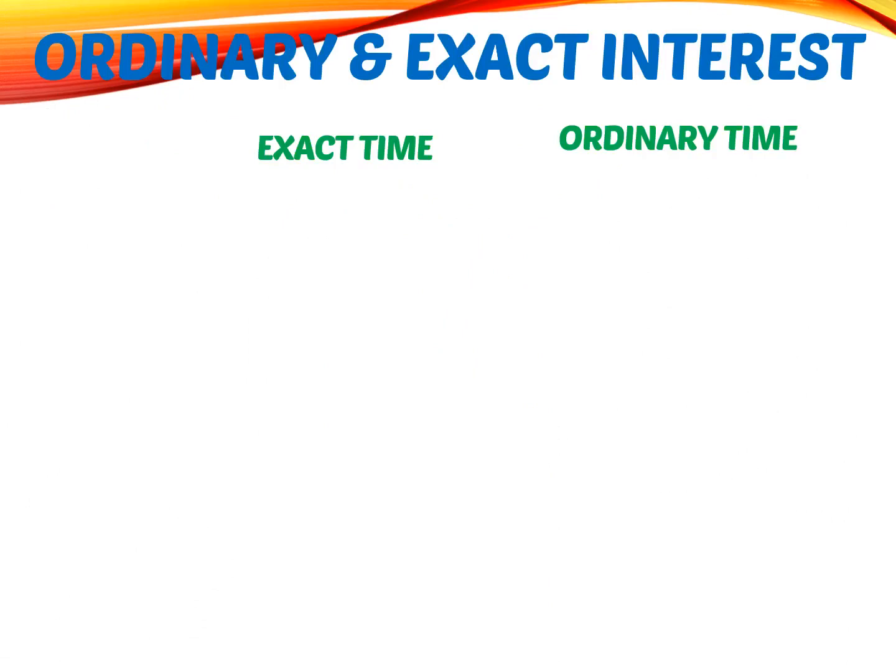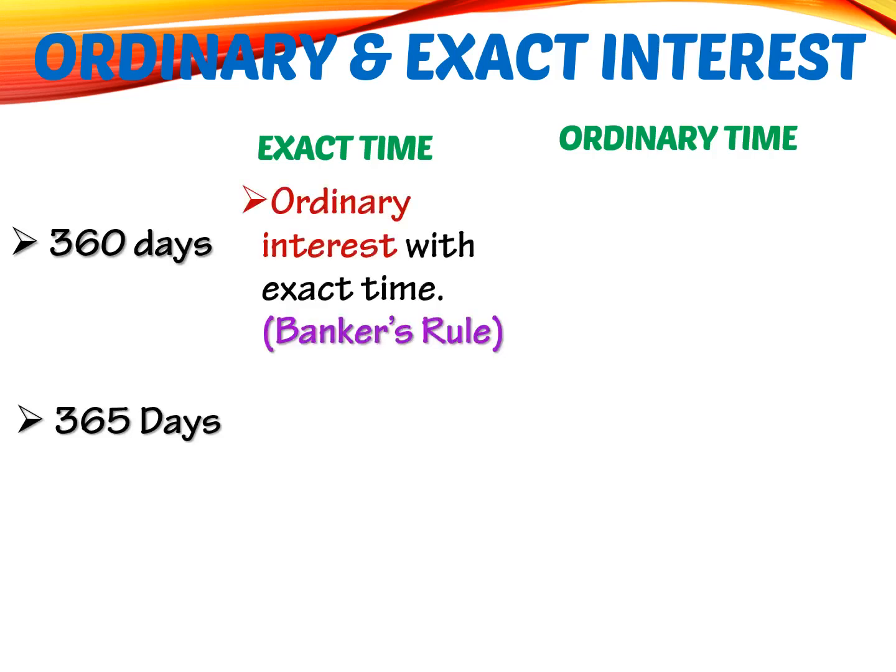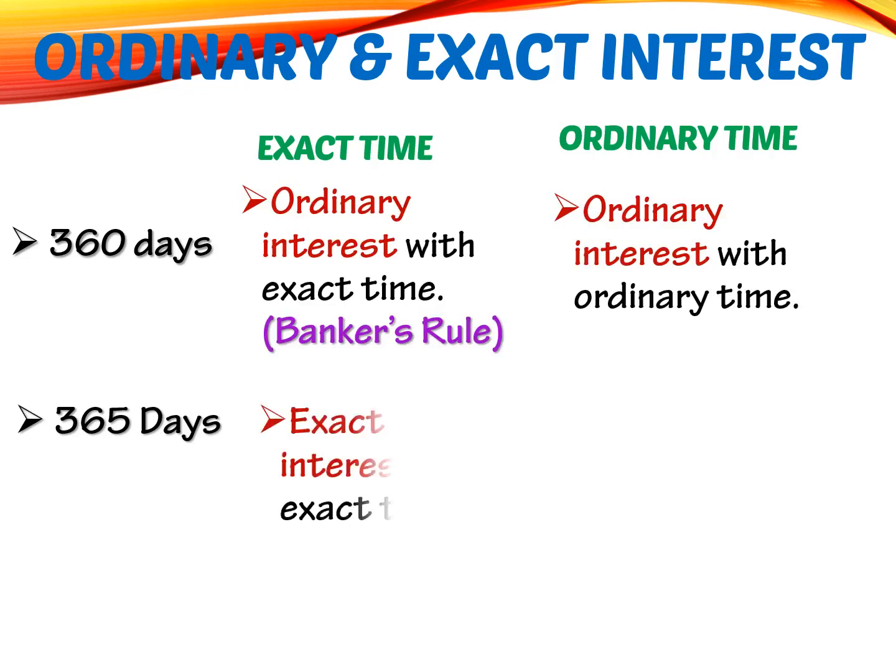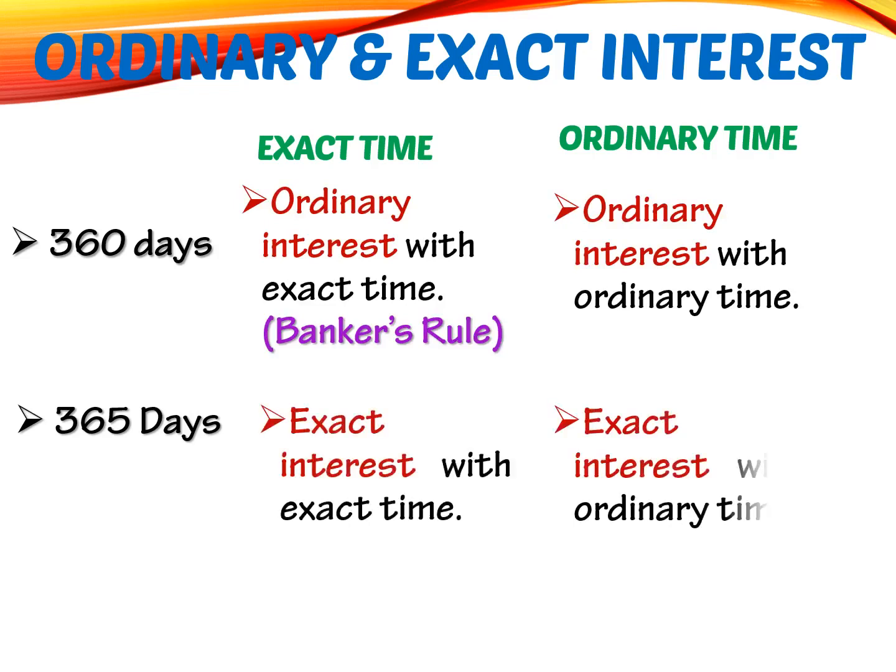We have here 365 days for exact time and 360 days for ordinary time. We have 4 choices here. You have the ordinary interest with exact time, ordinary interest with ordinary time, exact interest with exact time, and exact interest with ordinary time. So these are the four choices that we can use.